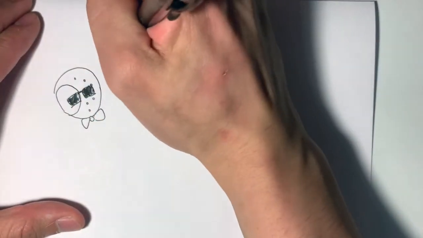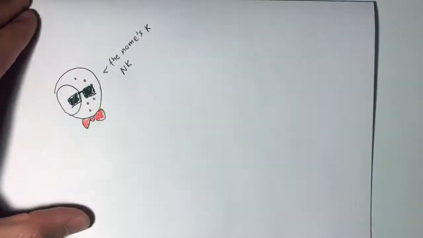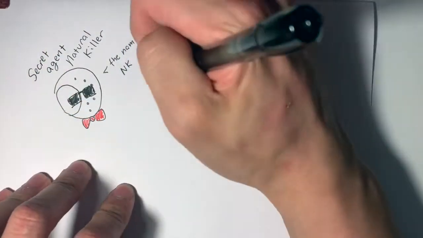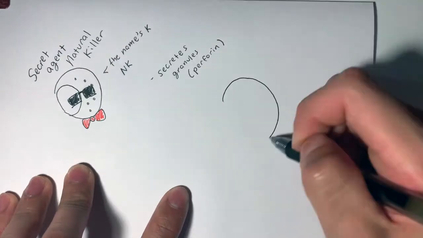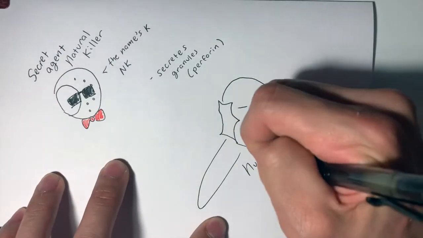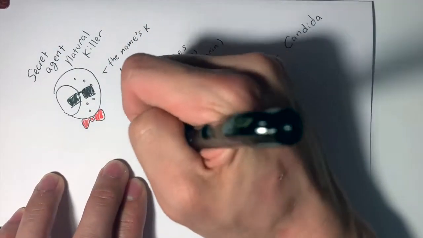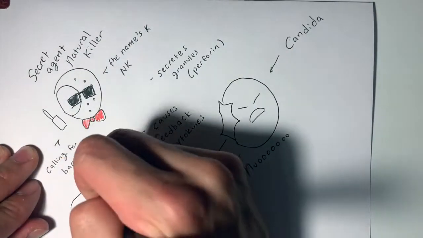NK, or natural killer cells, exert antifungal activity through the secretion of granules like perforin. Perforin is an enzyme that causes the formation of pores on the membrane of pathogens. Also, NK cells can indirectly cause a feedback loop through the generation of certain cytokines that help recruit other specialized immune cells like the professional APCs and neutrophils.